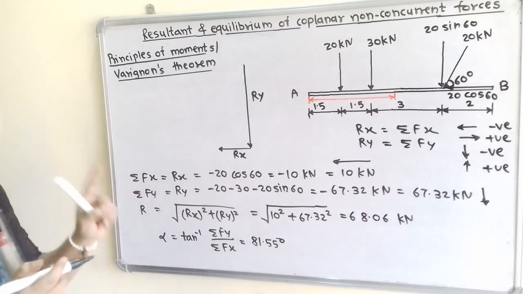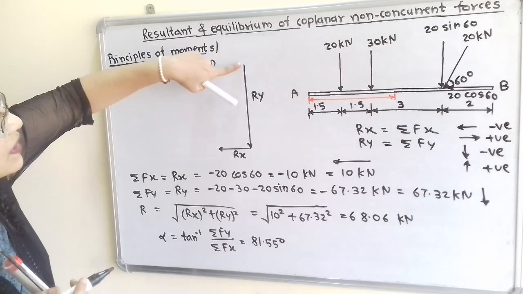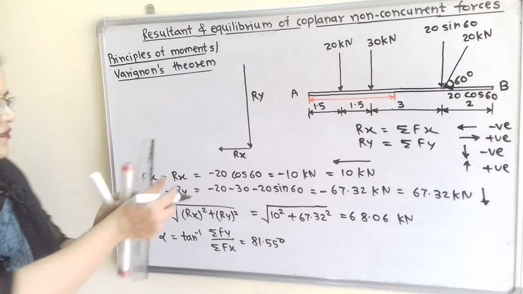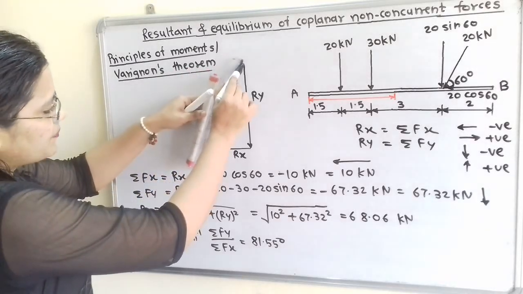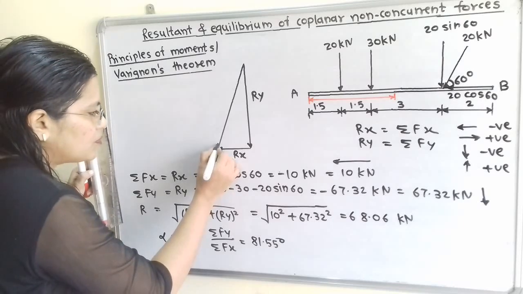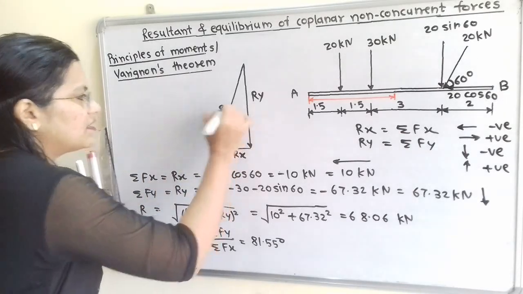Now how to show resultant R? So we have to connect the start point of one force and the end point of the other force. So I will connect this, and the direction is here, so that they should meet. Here is the direction and this is the resultant R.